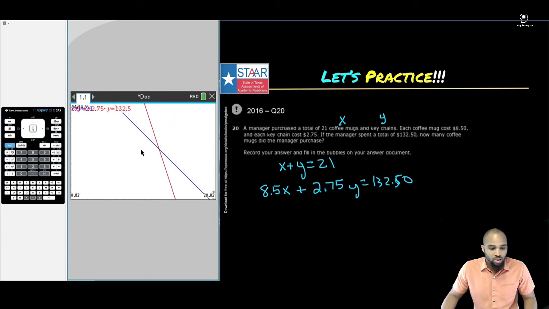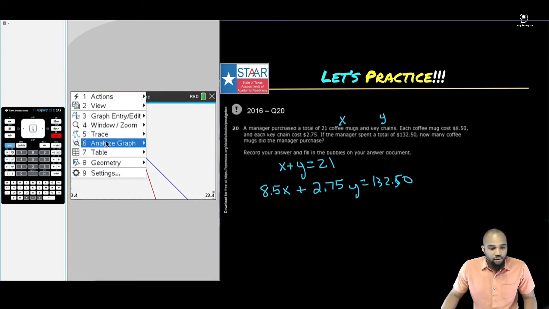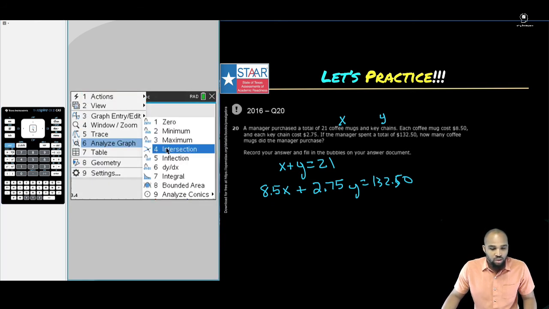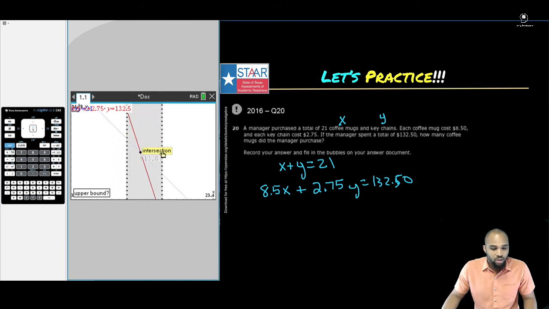You can grab the screen and move it around by holding this middle button and just sliding your finger across the keypad there. Or you can grab the screen with your cursor by holding that button down on the screen and just sliding it over. So either way, I see that they cross right here, but what point is that? I'm going to analyze that point for intersection. I'm going to click to the left and right of that point, and there it is.